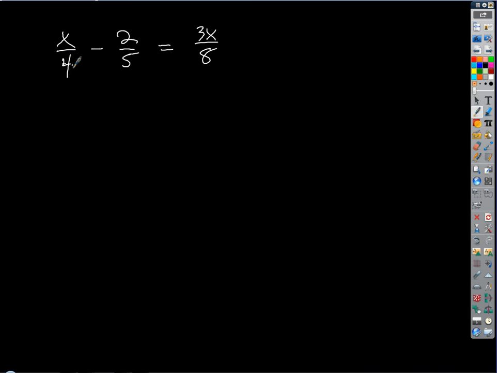What would you do if you were going to solve that equation? What's the first thing you would do? You'd clear all the fractions, wouldn't you? Okay, what would you multiply both sides by to clear the fractions? 40, yeah. How come?